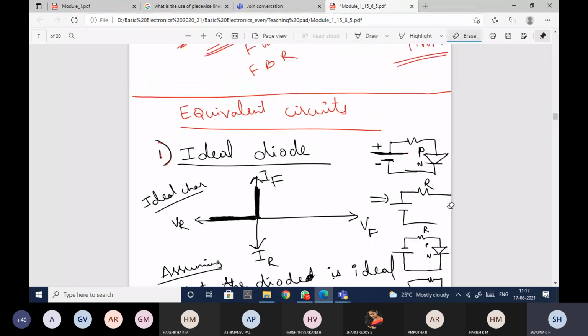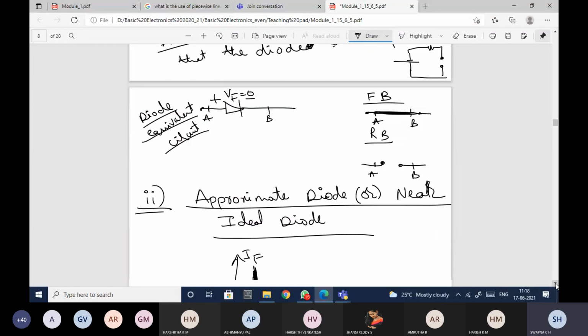Taking the same circuit, I need to approximate it to near ideal. This is forward bias, and when it is forward bias, there is a voltage drop across the device, so I can replace it with a voltage source Vf. In the question itself, you will be told whether it is a silicon diode or a germanium diode. That is how you can replace the circuit. Then comes the reverse bias.